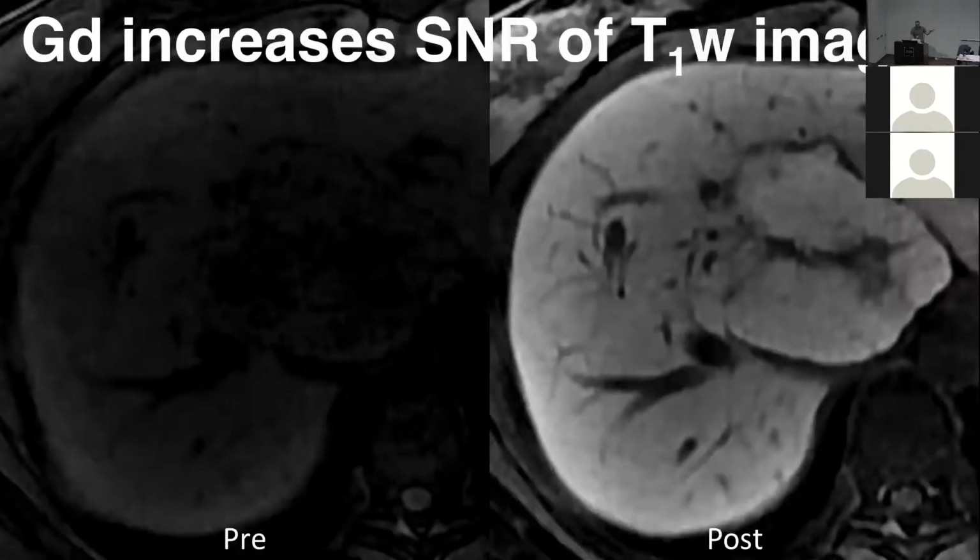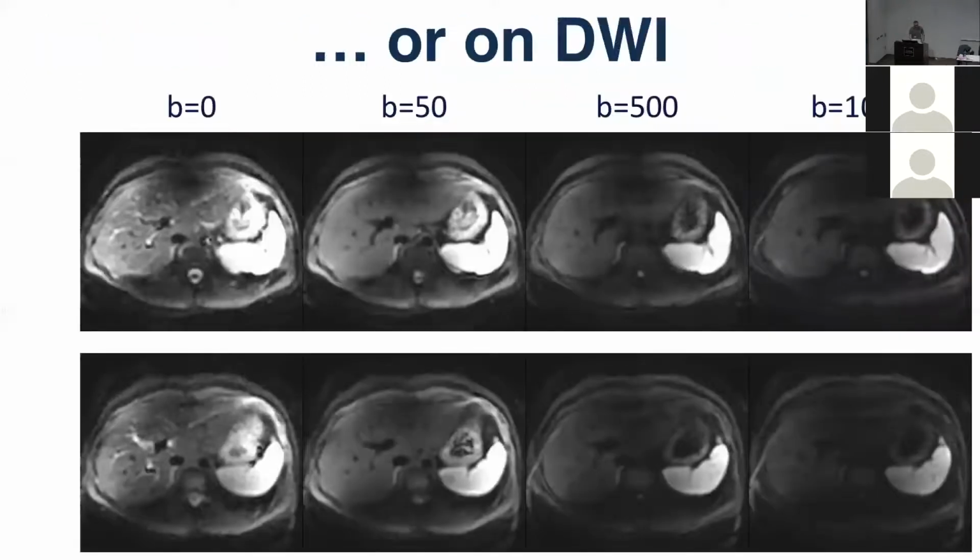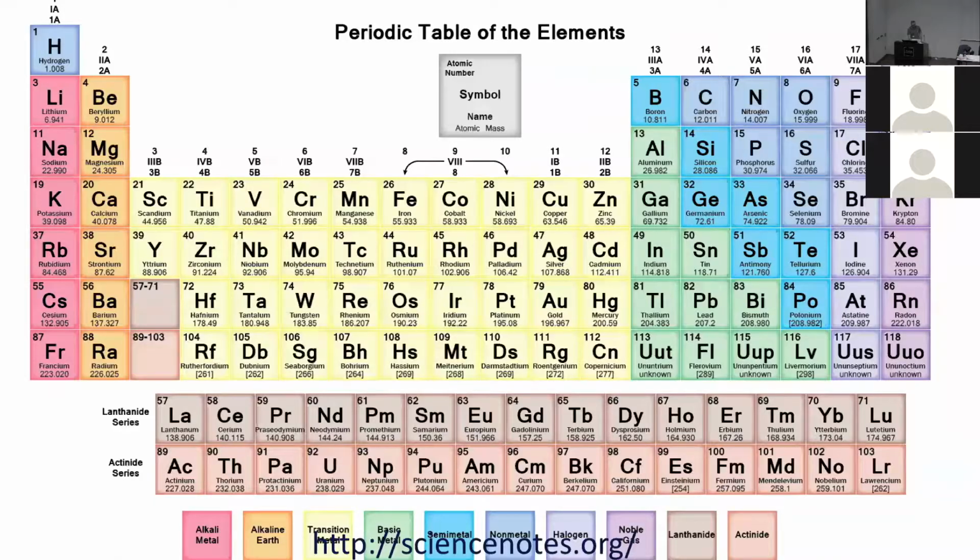So on T1 weighted images, this is the difference. This is what gadolinium does for you on T1. Huge differences. And this is what gadolinium does for you on T2, very little. And this is what gadolinium does for you on DWI, very little. The images above are without gadolinium. The images below are with gadolinium. So gadolinium, a lot of effect on T1. At clinical concentrations, very little effect on T2 or DWI.